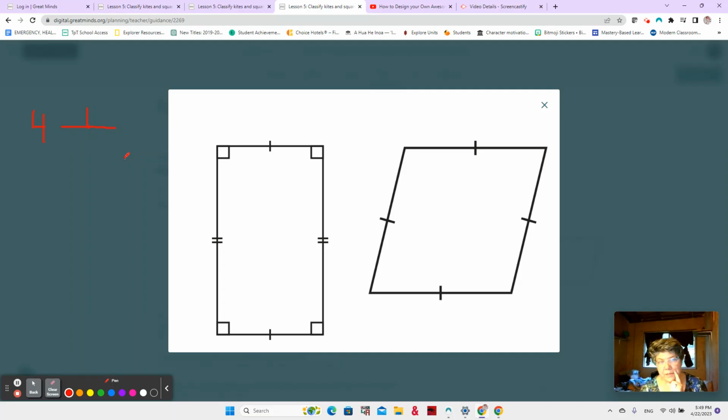What about a rhombus? 4 equal sides, okay? 4 equal sides. All right?